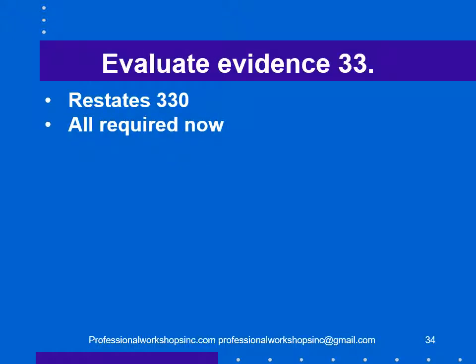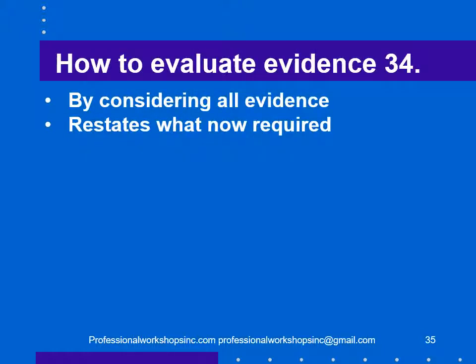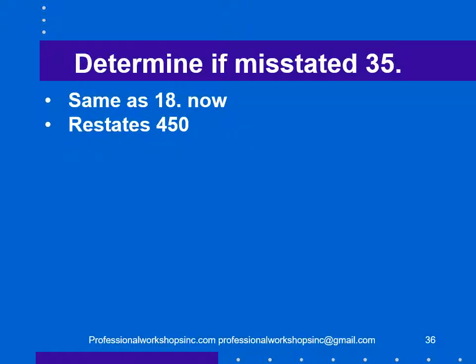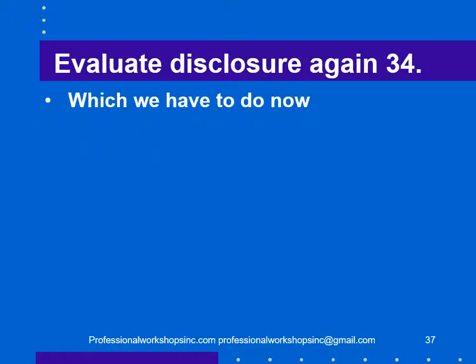Evaluate the evidence, paragraph 33. That just restates section 330. How to evaluate the evidence. You do it by considering all the evidence, and it's just restating what is already required in standards. Determine if the estimate is misstated. That's the same as paragraph 18 now, and it restates section 450. Evaluate the disclosure again. It's evident from the section that the disclosure is really important.